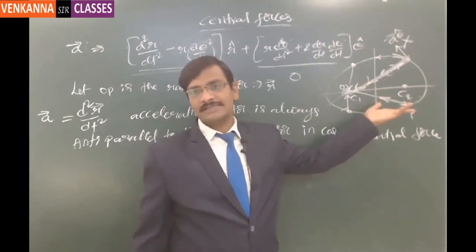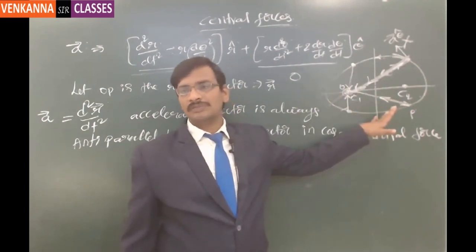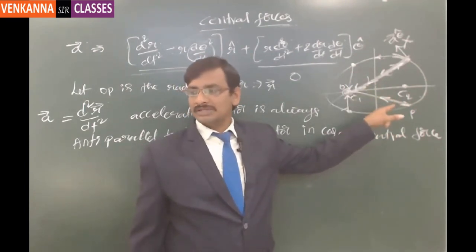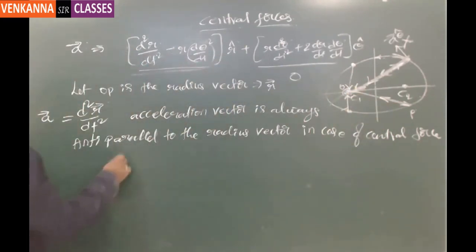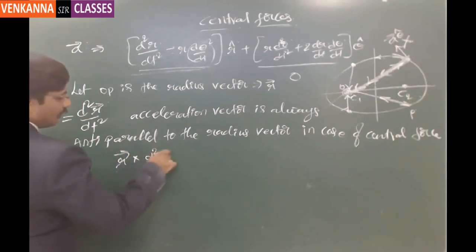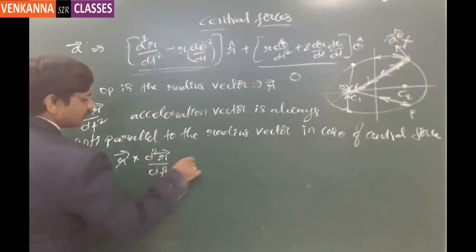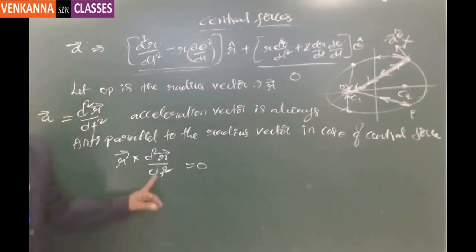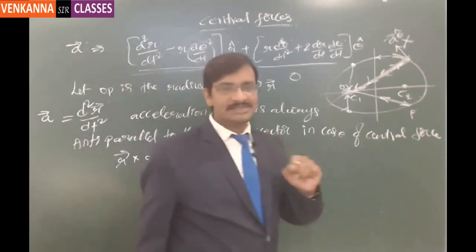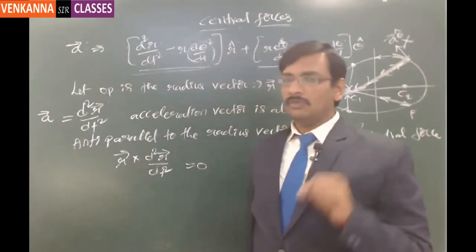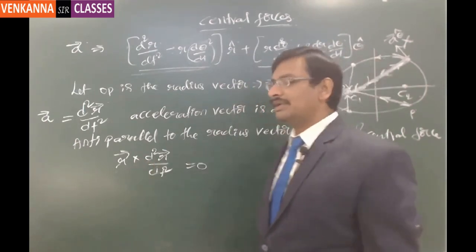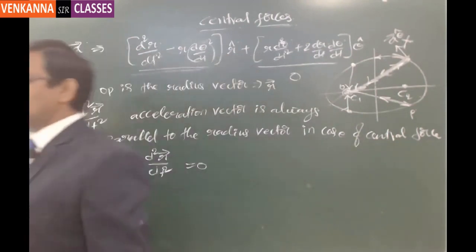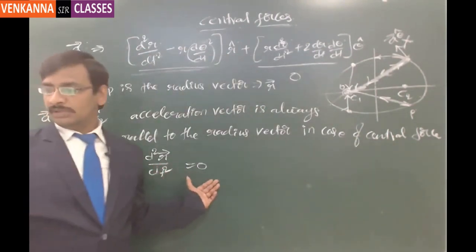As there is no transverse acceleration, there is only the radial component of the acceleration. That radial component of acceleration is in the negative direction of r. So these two are always anti-parallel to each other. So r cross d square r by dt square is always equal to 0. This is one important conclusion. This is happening just because this is a central force, which essentially means no transverse acceleration. So r and d square r by dt square are anti-parallel to each other. Hence the cross product is going to be 0.